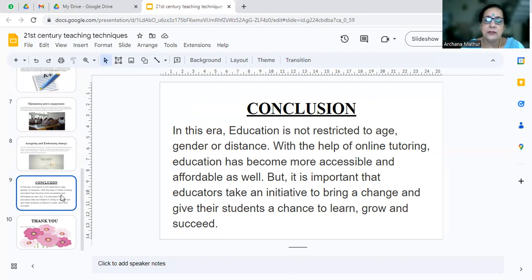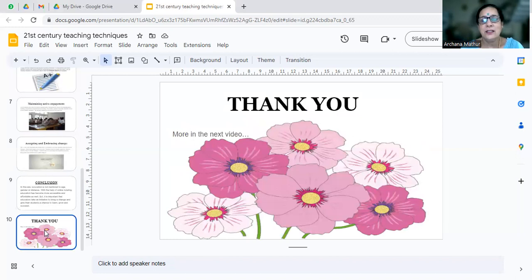We have to make a change. We have to bring about a change in students. They have to learn, they have to grow emotionally, socially, physically, academically, and they have to succeed in their future lives. This is our end result that we want. This is our ultimate aim that we as teachers and educators are looking at.